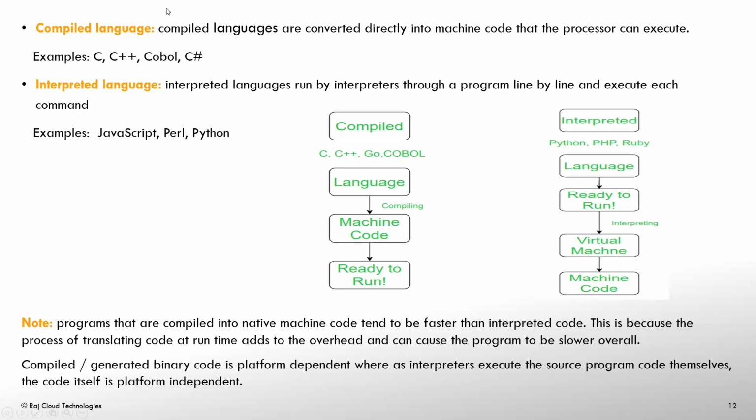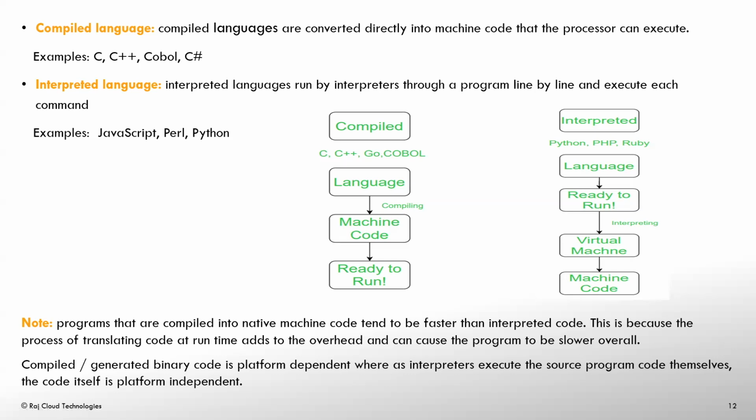Those compiled assemblies, compiled binaries, you can execute on that machine. Then what is an interpreted language? An interpreted language is something where, at runtime, the programming language instructions will be converted dynamically.